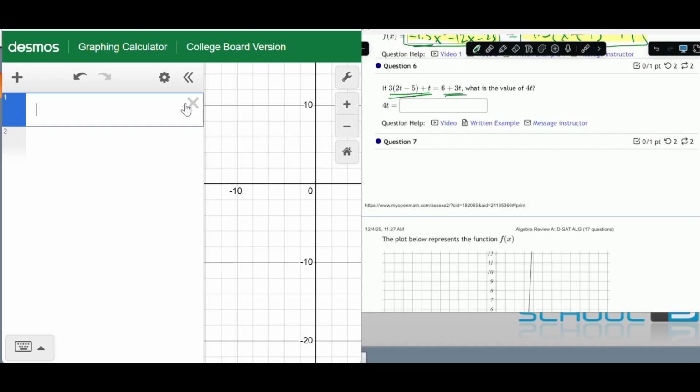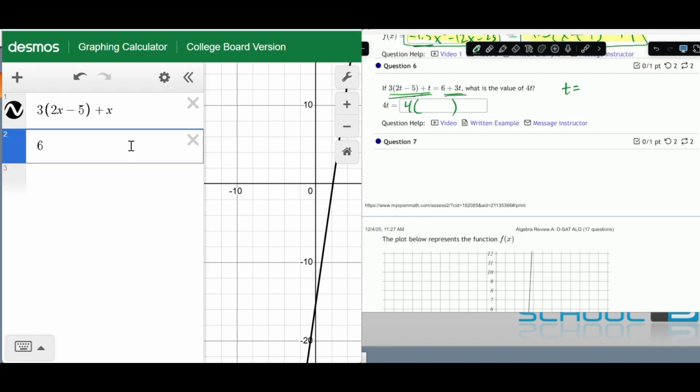However, if you are going to use Desmos for this, you can just solve for the variable. So what we want to do using Desmos is find what t is, and then we can substitute that in as 4 times whatever that is, and that's going to be our solution. Desmos can only work in x's and y's, so let's change all the t's to x's. And if we write each side of the equation on a separate line, so here if we write 3 times 2x minus 5, all plus x, there's my left side of the equation. And then I write my right side on a separate line, 6 plus 3x. Again, I've turned everything into x's.